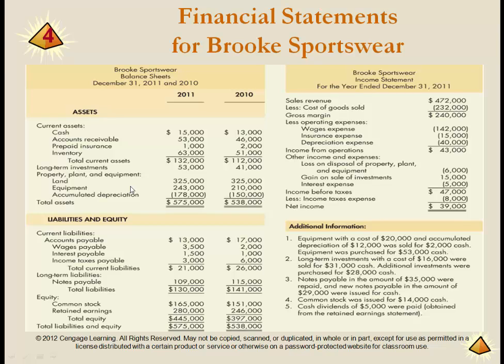So here's the Brooks Sportswear balance sheet and income statement. First thing I want you to know, let's look at this first. It looks like we're going from 2010 to 2011. We had a net increase in cash of $2,000. So that's what we're trying to balance to, okay?